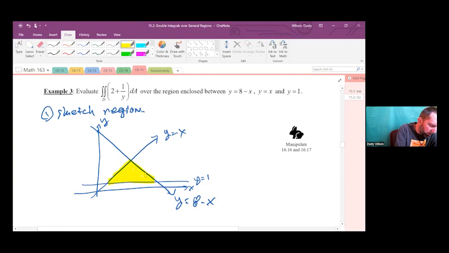Notice we could run our arrows vertically like before, but if we run vertically, the ones here on the left side go from the horizontal line up to y equals x, while the ones on the right side go from y equals 1 up to y equals 8 minus x. So it's changing partway through. That's too complicated for us. We'd like to avoid that situation if we can.